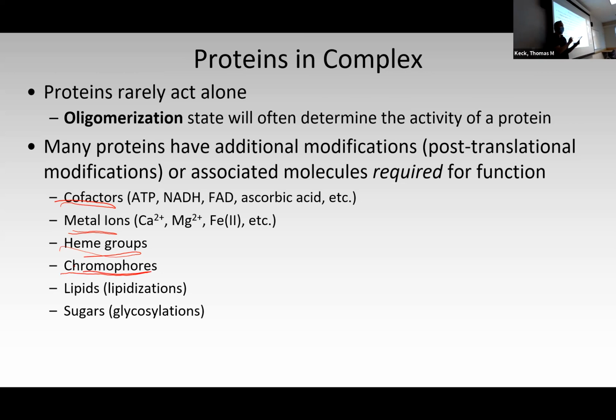Chromophores, similar idea. Some coordination of ions sometimes. Sometimes it's just a coordination of certain amino acid side chains that can produce colors. Lipids and sugars, all of these are required for the function of proteins. Now, that does not necessarily mean we know what the function or what its requirement is or what exactly it does. But generally speaking, if evolution has kept something around for a while, it probably does something useful.